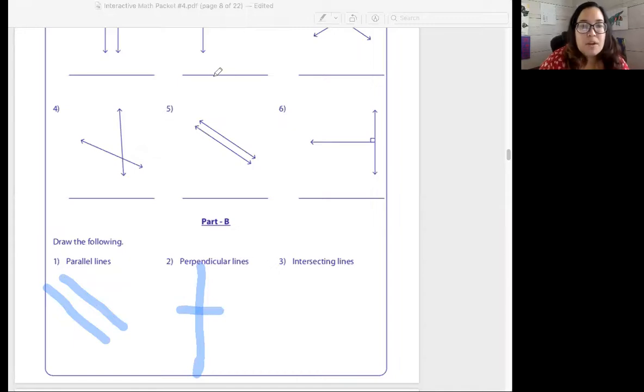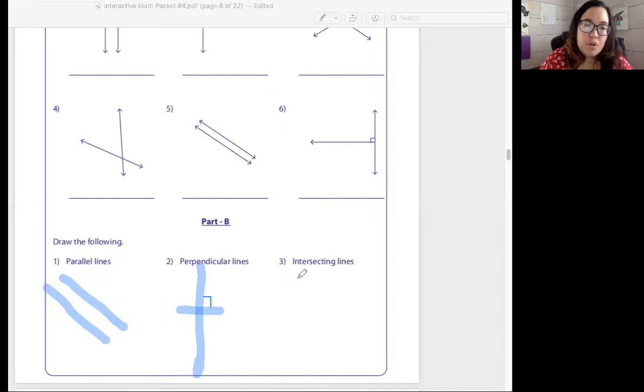But I know that they work because there's a little square, so I know that they're perfect. Make sure your perpendicular line has a little square thingy so that you know that I know that you know that I know that it is perpendicular, a perfect perpendicular. And that's a fun word to say.